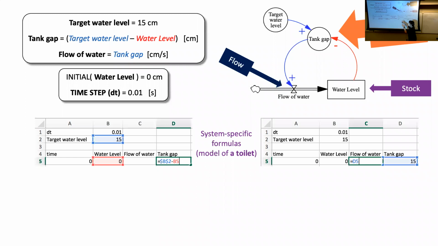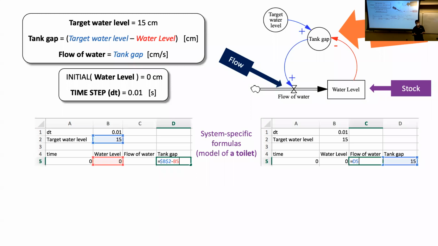Before I advance, so I'm going to advance and then I'm going to show you the generic formulas that apply to every single stock and flow diagram. Those ones will not change regardless if we're modeling bacteria or modeling toilets or modeling whatever. But are there any questions about how we got from a toilet to here? Let me see, questions online? Okay.